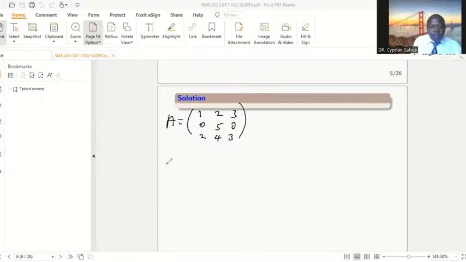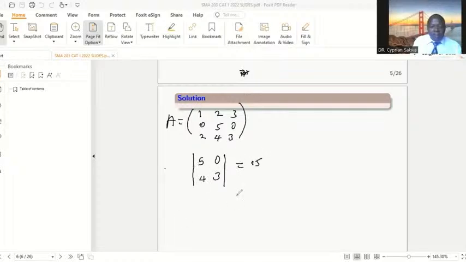So I want to get the cofactor. Let me just show you how to get a minor first of all. The minor of 1 is the determinant of the matrix formed when you delete the row of 1 and the column of 1. So when you delete the row of 1 and the column of 1, the matrix that is left is 0, 5, 0, 4, 3. So this determinant is the minor of 1, or the minor in the position 1, 1. So this minor is just 15 minus 0.